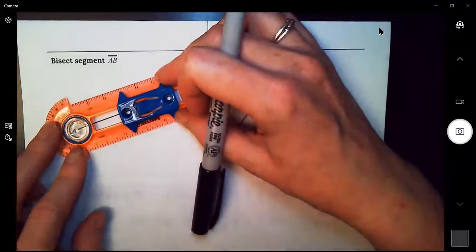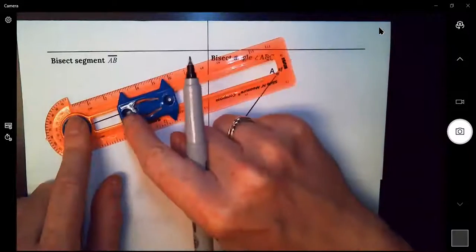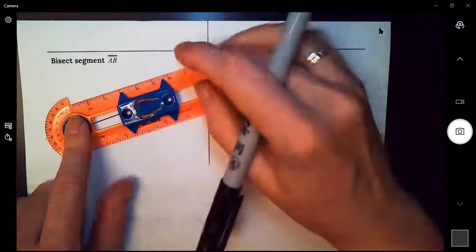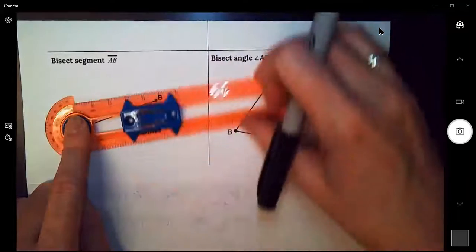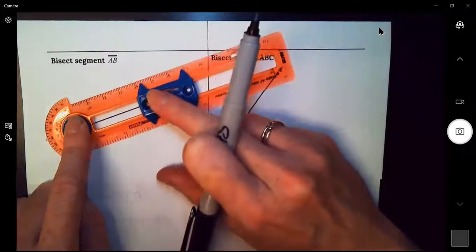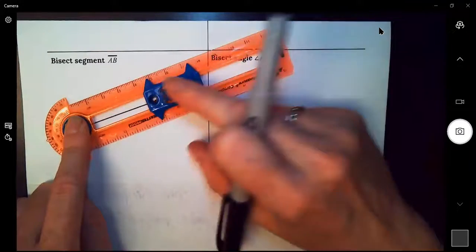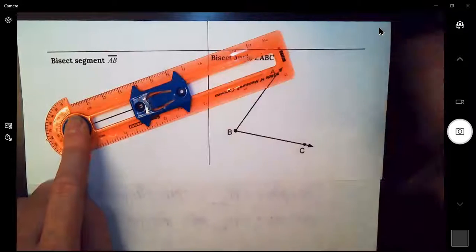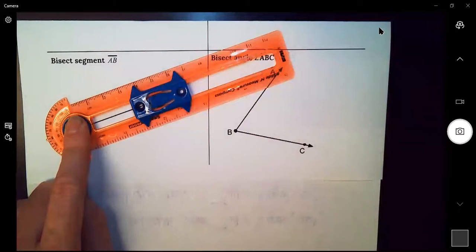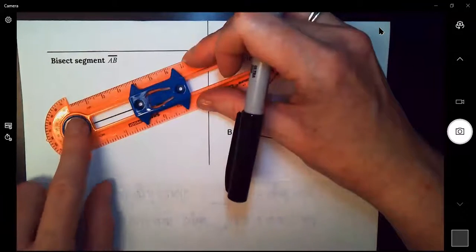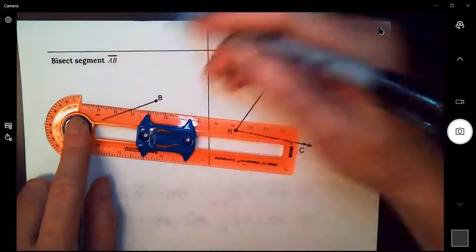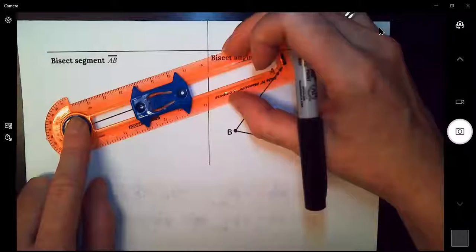Set your compass on one endpoint, and you want to set your hole here. So we're going to draw an arc that's bigger than halfway. Now I could go all the way out to the end of my segment if I wanted to, but I usually come in a little bit from that because it means my construction is not going to take up as much room. Now, again, we want to be very careful. We're centered right over our endpoint, and we're more than halfway through the line segment.